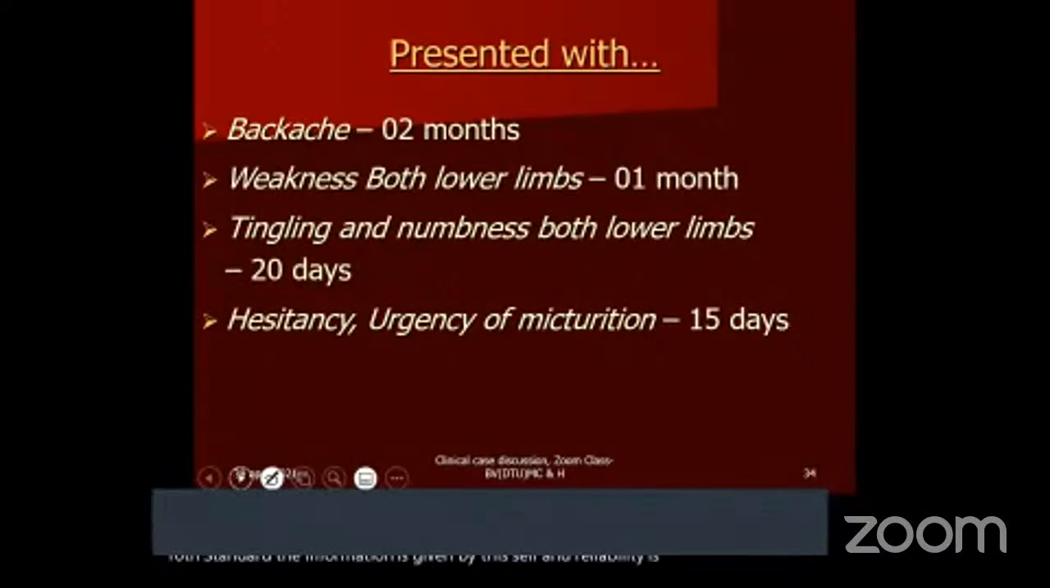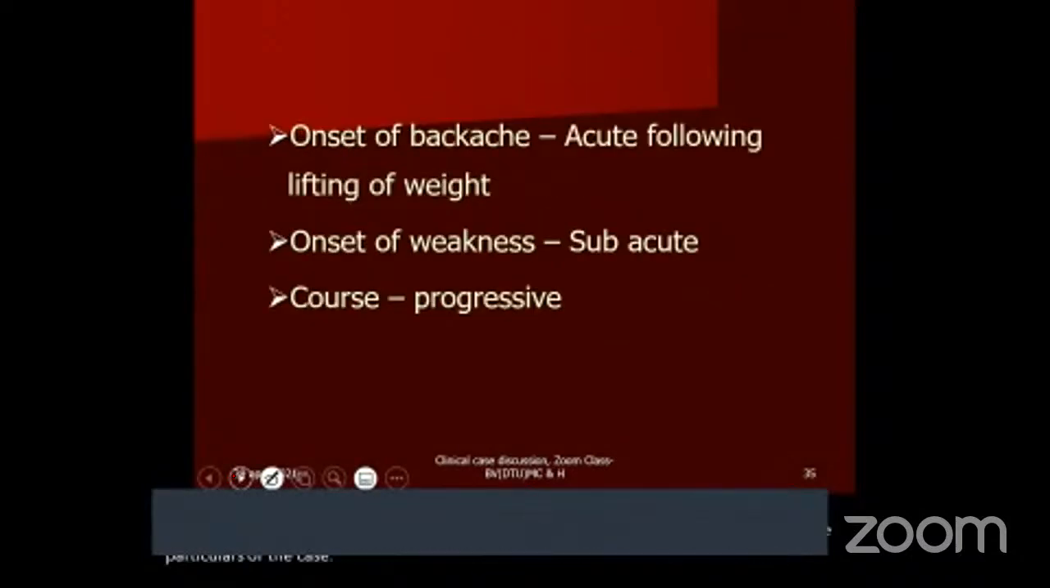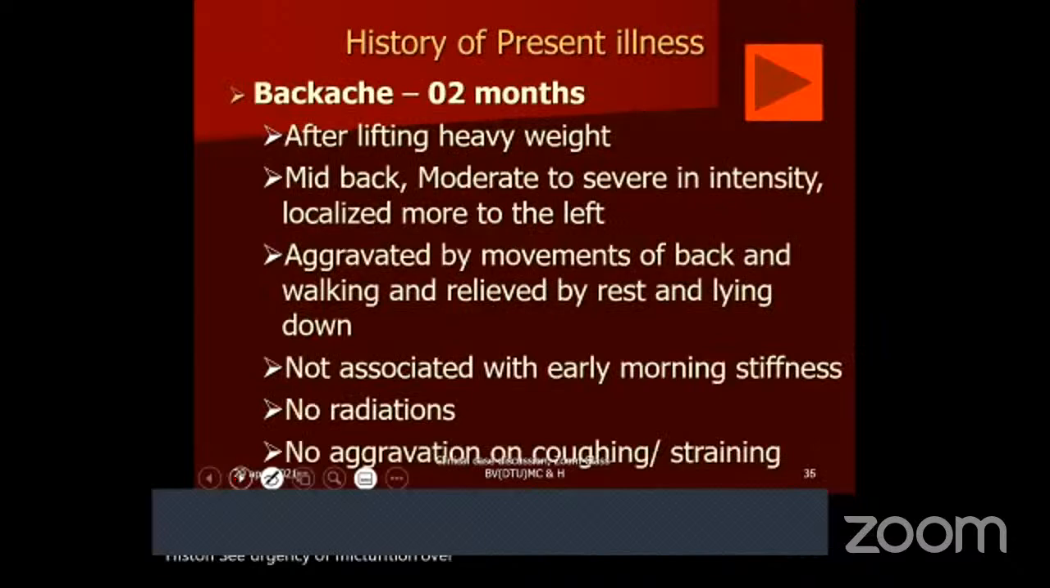Now, the onset of backache, it is acute following lifting of the weight, and weakness is after 1 month, subacute, and course is progressive. So you have a problem which is onset of backache following lifting of the weight, right? Let us analyze the backache: mid back, moderate to severe in intensity, localized more to the left. It is aggravated by movements of the back, walking, and relieved by the rest and lying down.